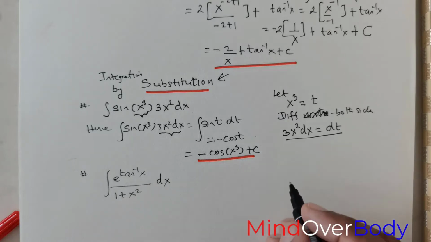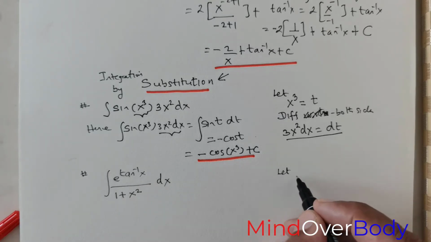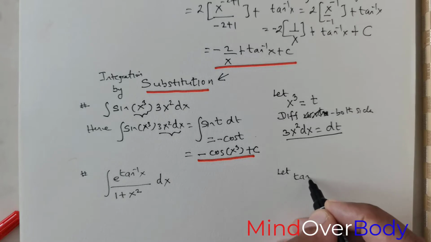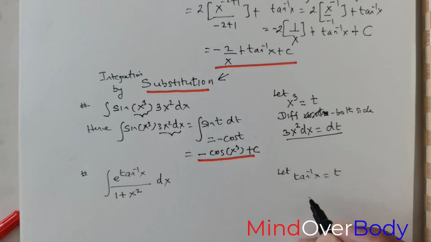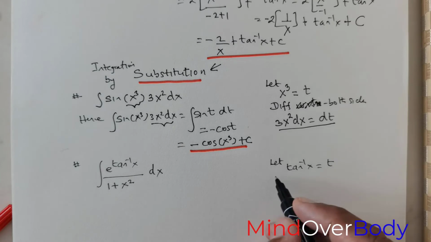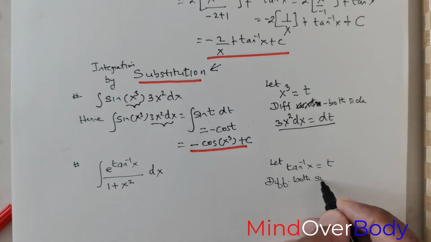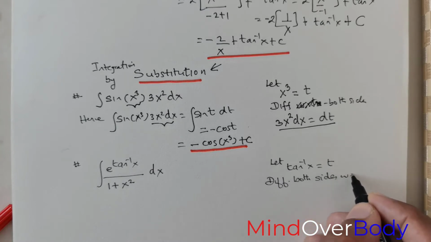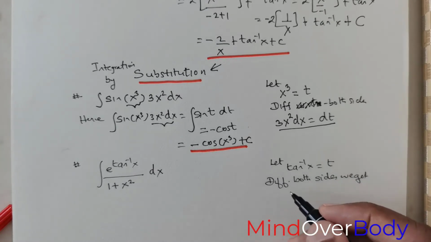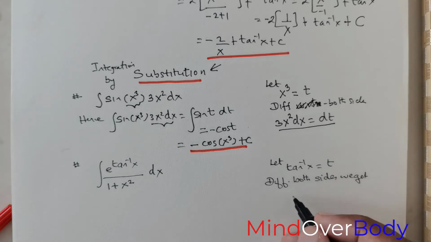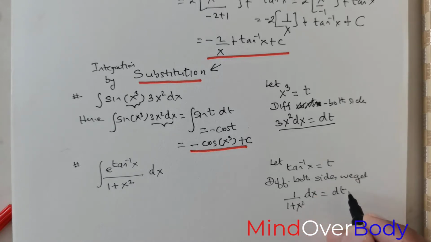So the question is, how are we going to do this? I'm going to start off by stating let tan inverse of x be equal to t. Differentiating both sides, that's the best word to use, we get, what is the differentiation of tan inverse of x? It gives us 1 over 1 plus x squared times the differential operator dx. The differentiation of t is going to be dt.